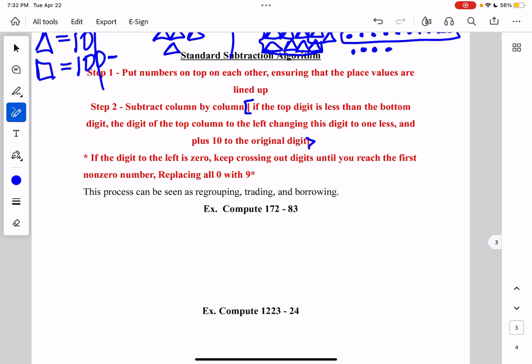And if the digit to the left is a 0, keep crossing out the digits until you reach the first non-zero number, replacing 0 with 9. This process can be seen as regrouping, trading, and borrowing. So for our first problem, we have compute 172 minus 83. So going to our step 1, we're going to be putting the numbers on top of each other.